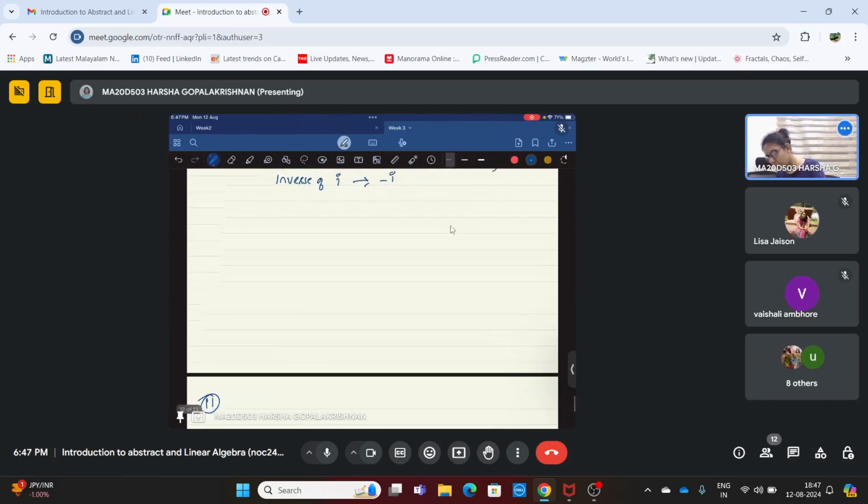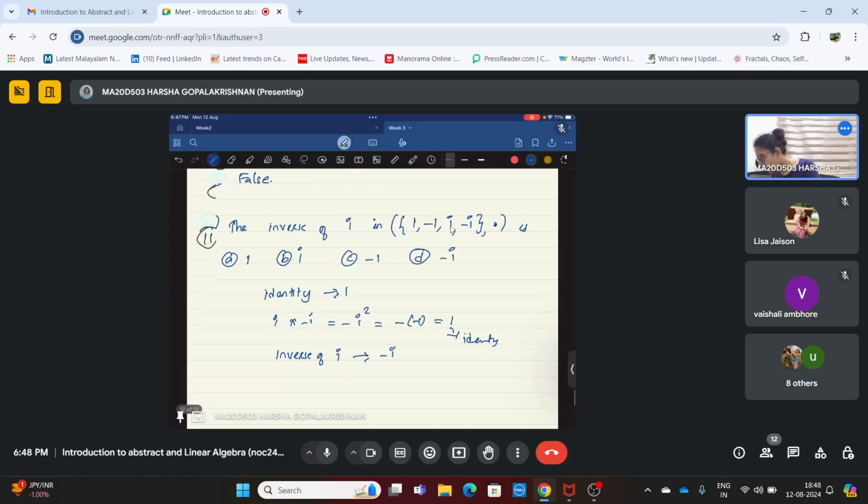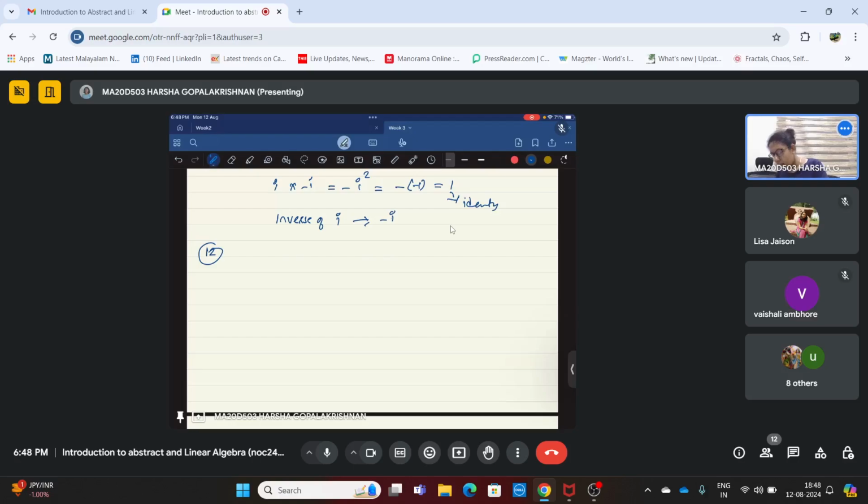Let's go to the next question. Let star be a group, where star is defined as a star b equals a plus b plus 1 for a, b in Z. So the first question is, what is the identity?